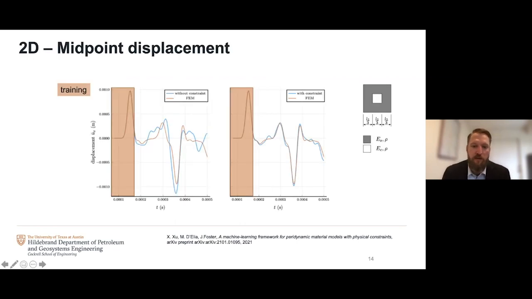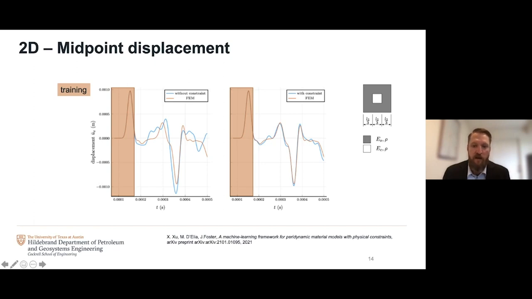We can also do this in two dimensions. So in two dimensions, we have a unit cell that looks like this, and we tested various unit cell representations. But in this case, you have a stiff region surrounded by a compliant inclusion. And in two dimensions, the difference is more noticeable, right? So over here, the small scale fully resolved solution is represented by the orange line, and the blue line is just the naive learning without any kind of energy constraint.